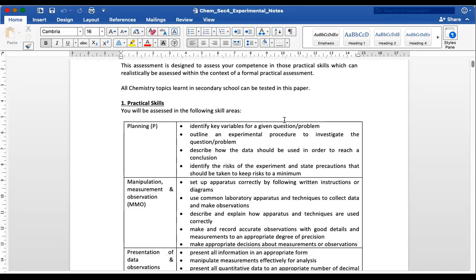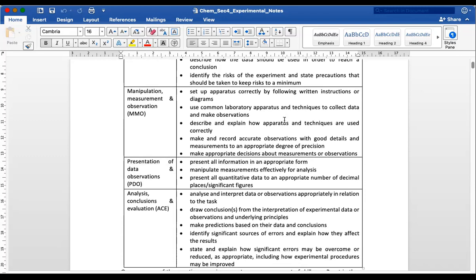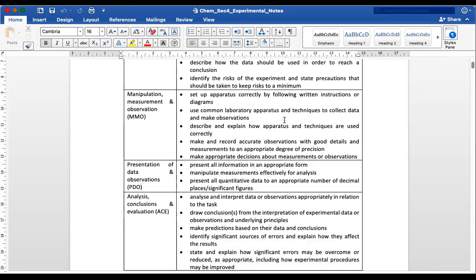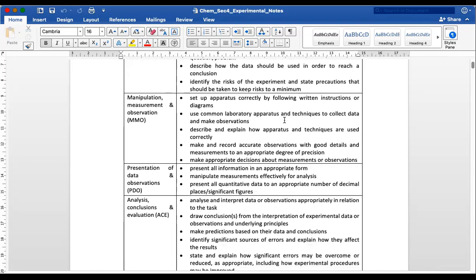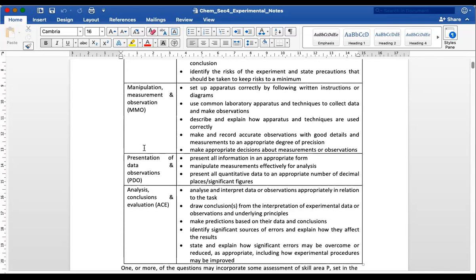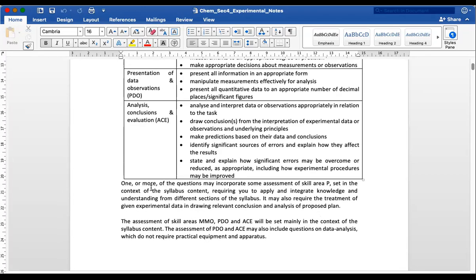All right. Now, the first page is nothing unusual. This can be extracted from the O-level document on practical skills. What are the skills the students will be assessed on, from planning, MMO, PDO to ACE? All right.